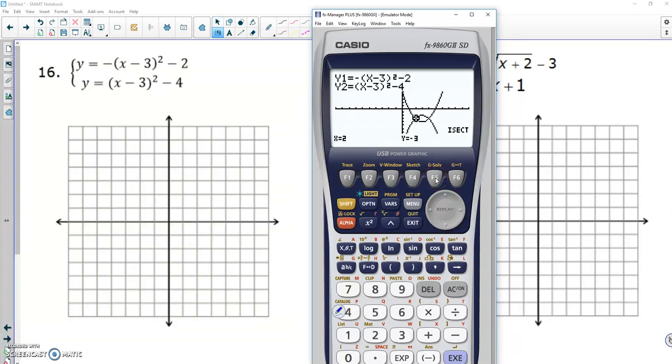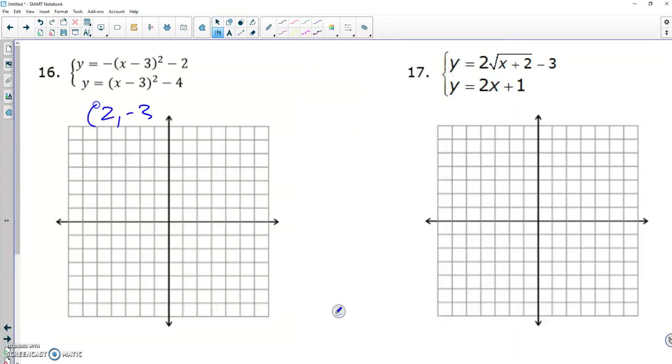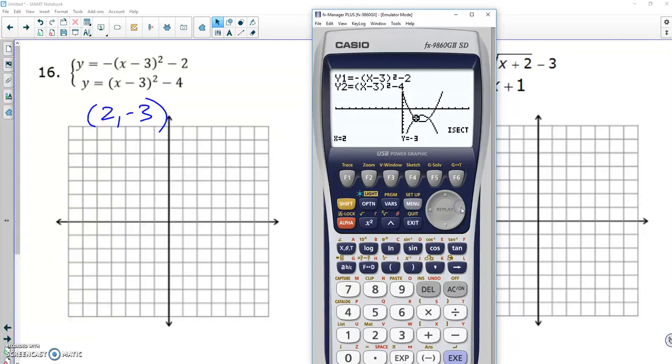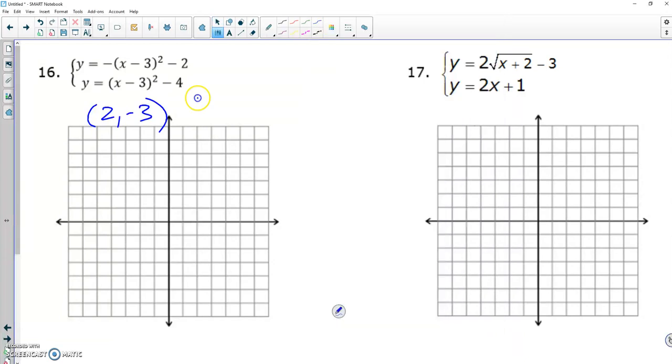But as far as finding the answers, we could just use the F5 button for the intersections. So one of them is at 2, -3. And then the second one, we toggle to the right, and it goes to 4, -3.